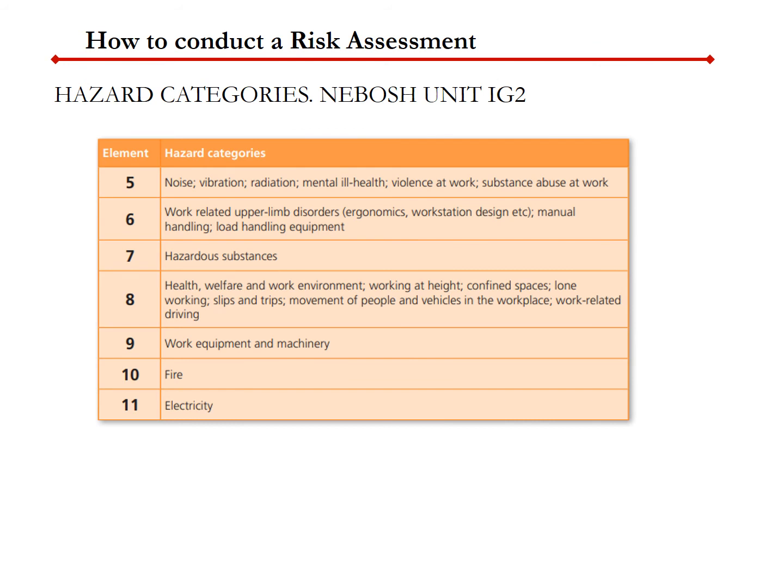This is another one, which is taken from the NEBOSH IGC 2 framework. You can see we have here noise, vibration, radiation. You could have work related, which is ergonomic hazards, having to do with people and their muscles and so on. You have hazardous substances or hazmat, hazardous materials. You could have health, welfare, and work environment, which covers physical hazards, work at height, confined spaces, and so on. You could have work equipment and machinery, fire or explosion, and electricity. So hazards could also be identified in these categories.